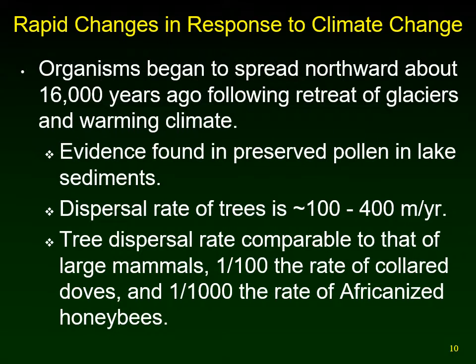Tree dispersal rate, comparable to that of large mammals, is about 1/100th the rate of collared doves and 1,000th the rate of Africanized honeybees. What this shows us is that plants, due mainly to the fact that they can't pick up and move voluntarily, and have to be carried off by an animal, blown by the wind, or carried in water, spread out at a much slower rate than animals that can move.